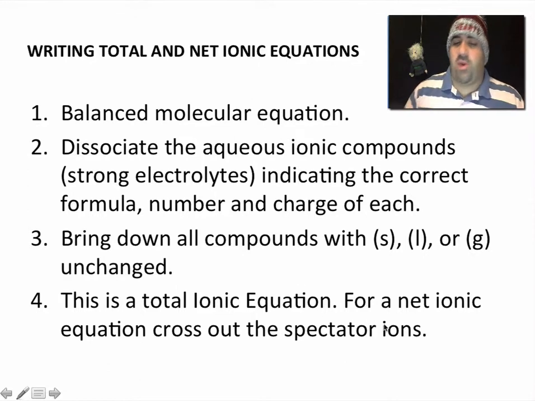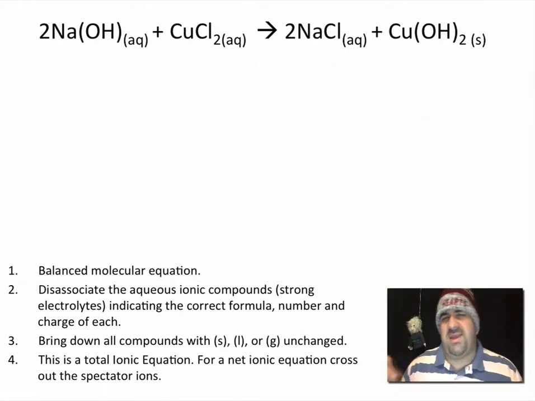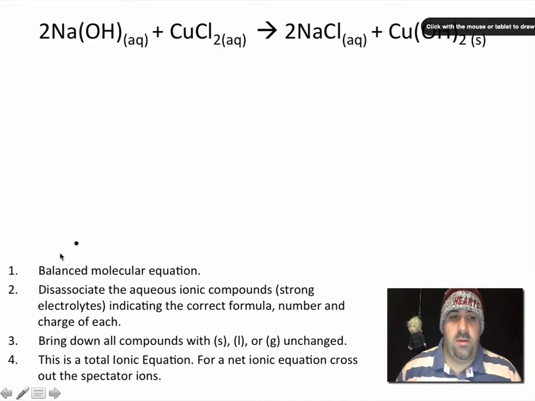Once that's done, we just cross off the spectator ions, and we have a net ionic equation. And it's easier to do this step by step rather than to look at rules. So we have a balanced molecular equation. That's done.